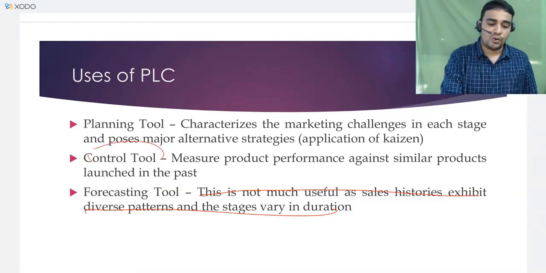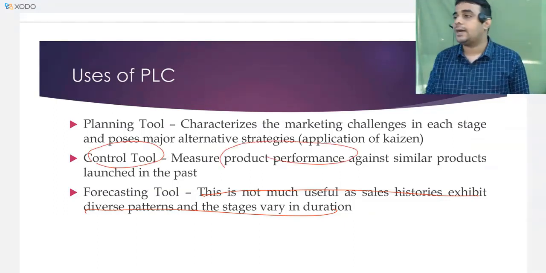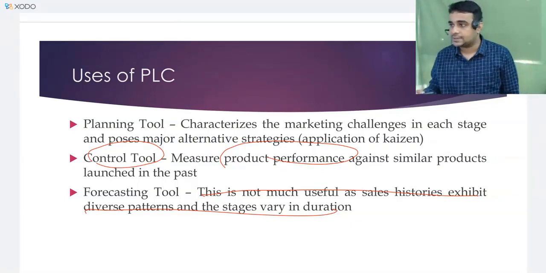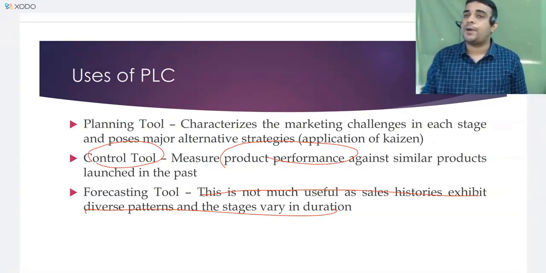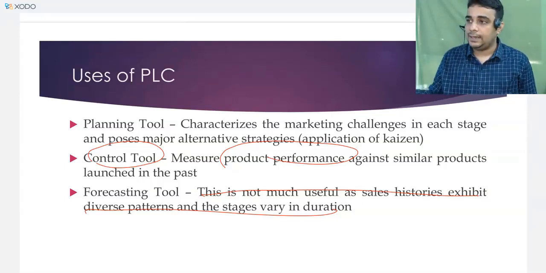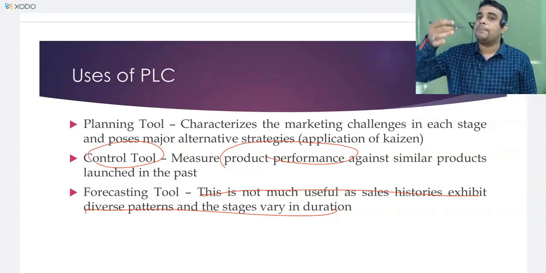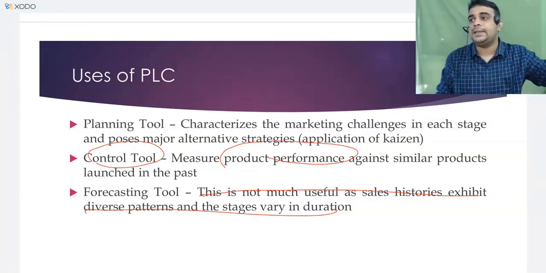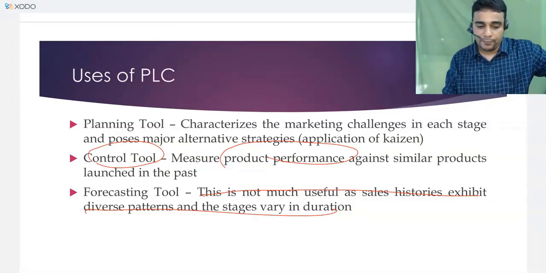Second is control tool, to measure the performance of this product against the similar products launched in the past. Again, this may not be useful if you do not have any similar products launched in the past, because this is a new product. If you had similar products in the past, for example, Maruti cars or any automobile manufacturer, they can keep comparing the performance with the earlier models they have introduced. That way, they'll be able to look at the performance.